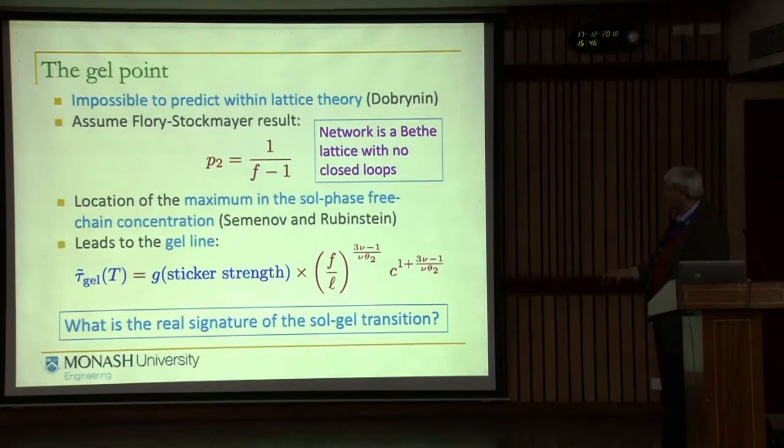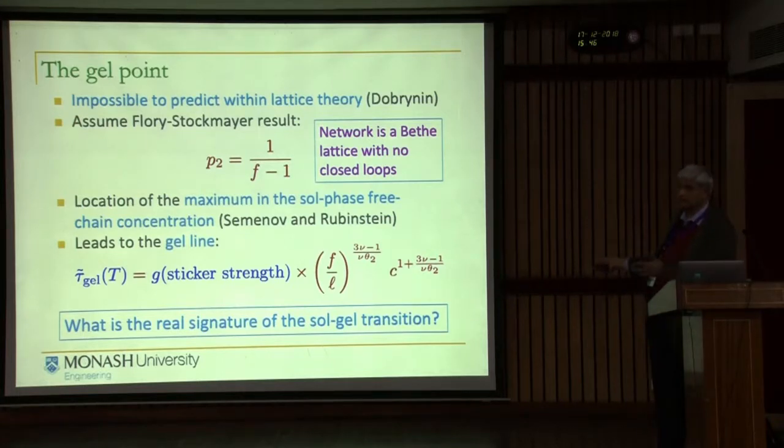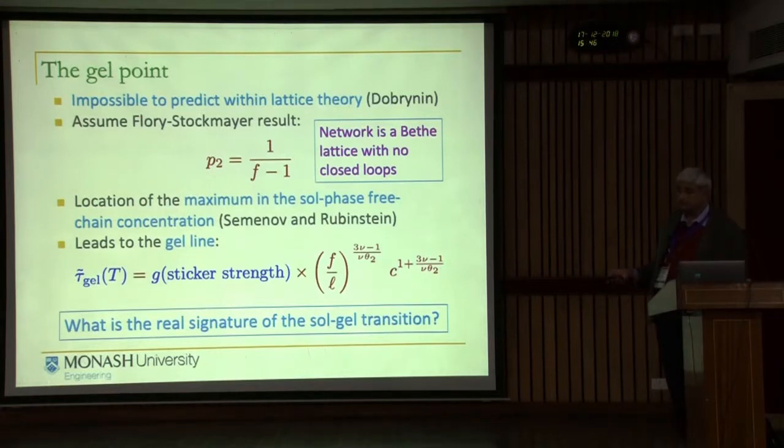And because I can't simulate these at the moment, I can only test this part of the prediction. However, is this true, right? One of them argues that you have to accept a certain definition of the gel point before you can define this, and the other says you simply can't get this at all from a lattice theory. So we can test if that is true. And the other is, what is the real signature of the sol-gel transition? I'll come to that later, but there are a number of different ways of identifying what the sol-gel transition is.